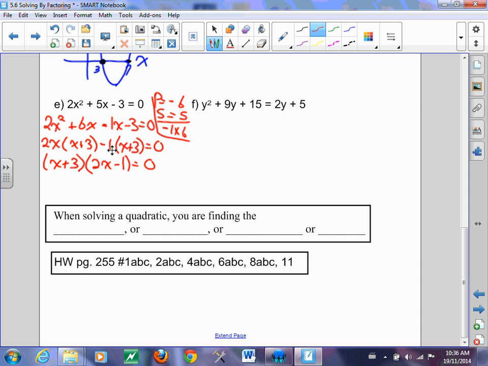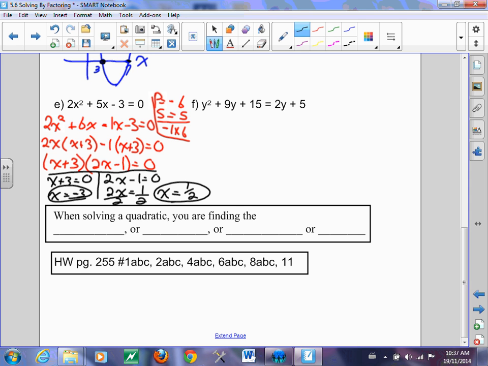So the first one is pretty self-explanatory, which is x plus 3 equals 0. So that means x equals -3. That one should be simple, but the other one's not so easy. So it's going to have a fraction. So 2x minus 1 equals 0. 2x equals 1. To get x by itself, divide both by 2. So x equals 1/2. That's the key for decomposition. You'll always have at least one fraction.